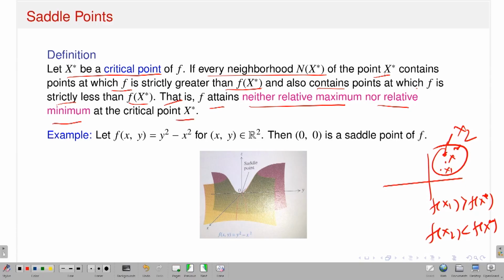Okay. So, one example I have given. This is my function f of x y is equal to y square minus x square, with x y in R2, and I am talking about the point 0 0 being a saddle point. So, that is the picture. I have given this picture for this function. Look at this point. This is the point I am talking about.